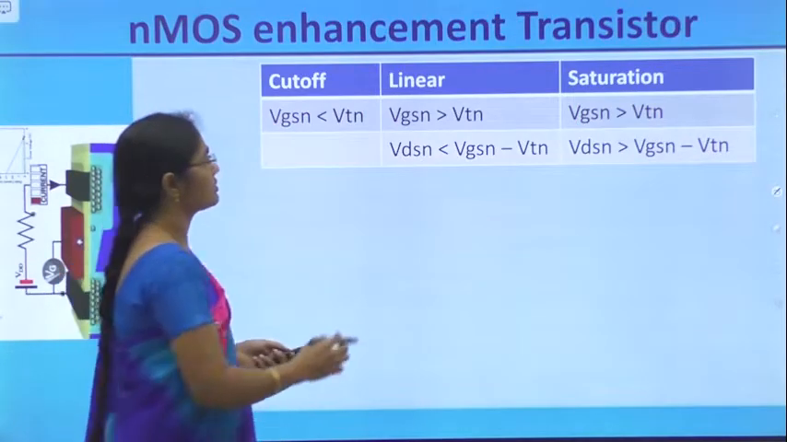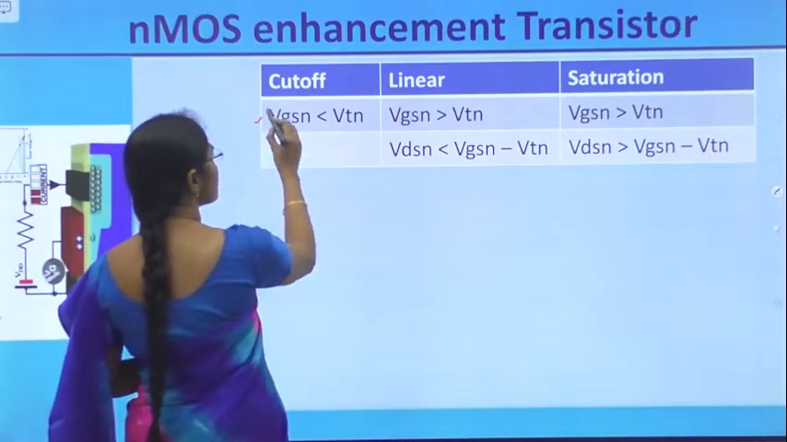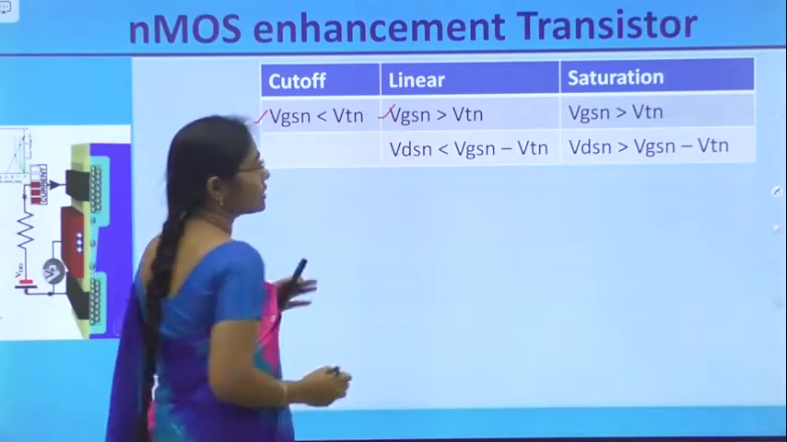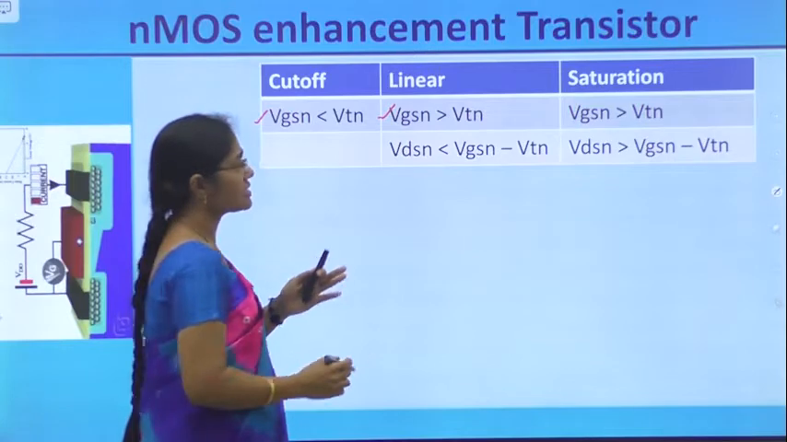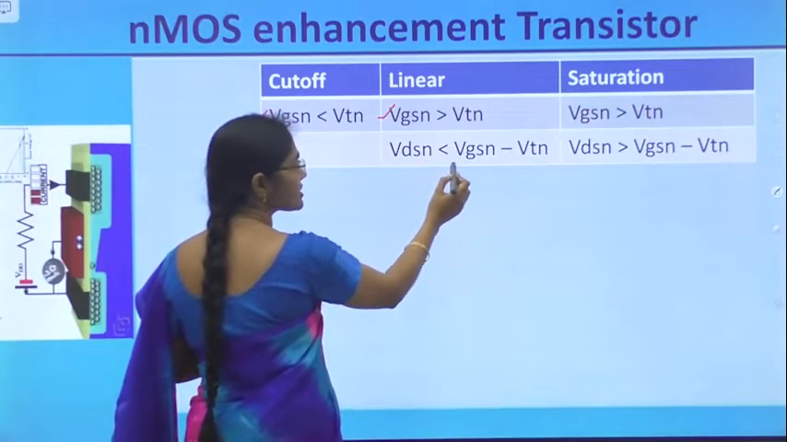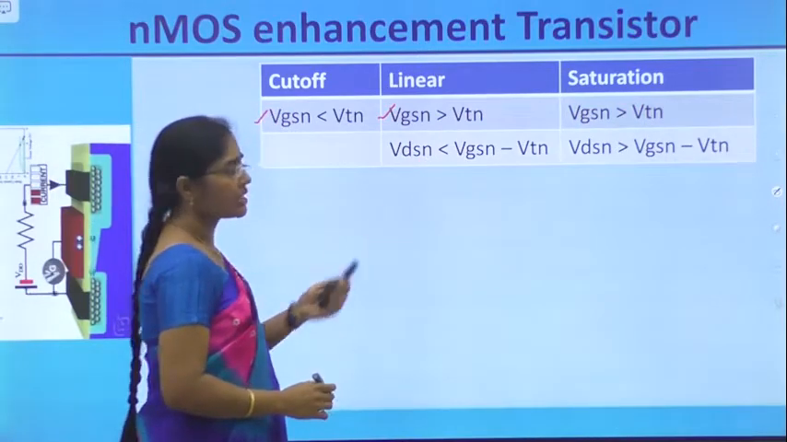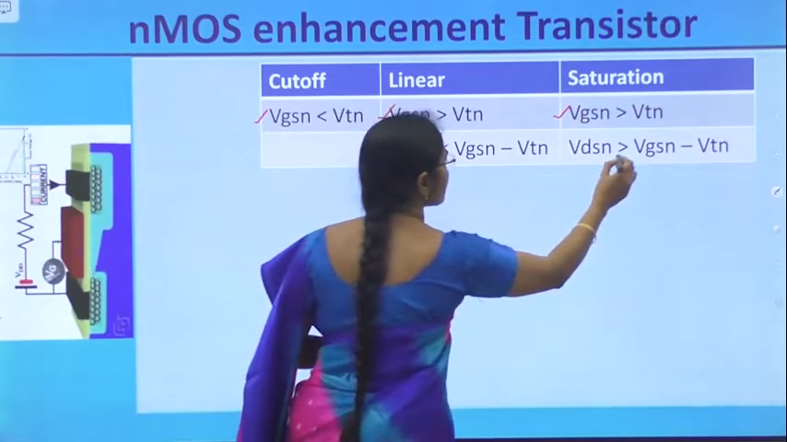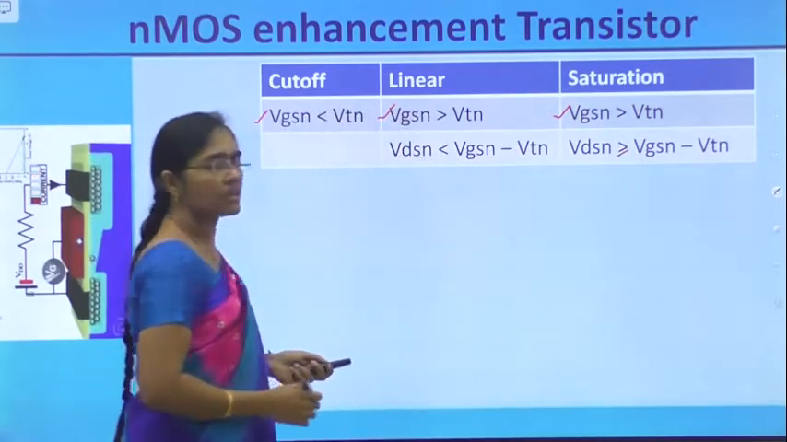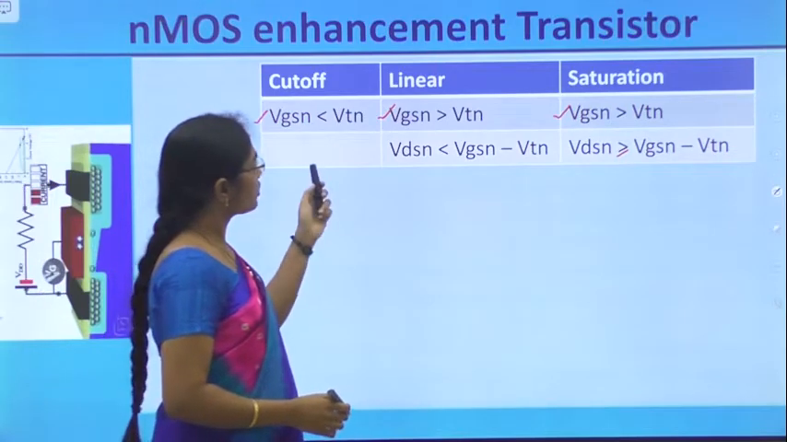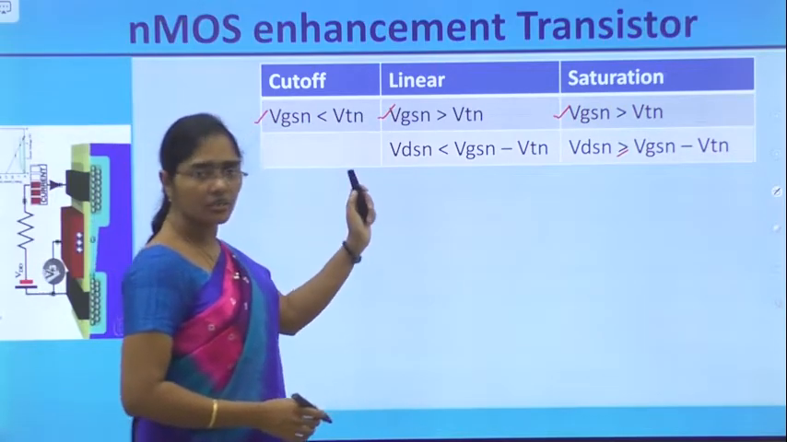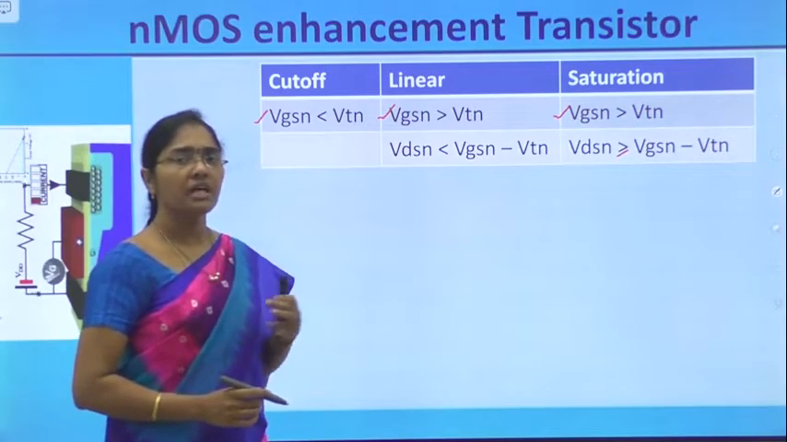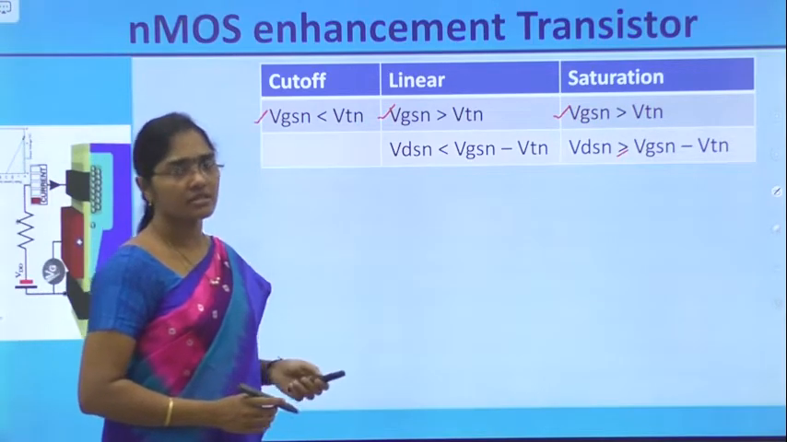For the nMOS transistor, for cutoff, VGS is less than VTN, and for linear, meaning non-saturation, VGS is greater than VTN, and VDSN is less than VGS minus VTN. And for saturation, both should be greater than, and this also should be greater than or equal to. These are the voltage values which are required for defining the three regions of operation of the nMOS enhancement transistor.